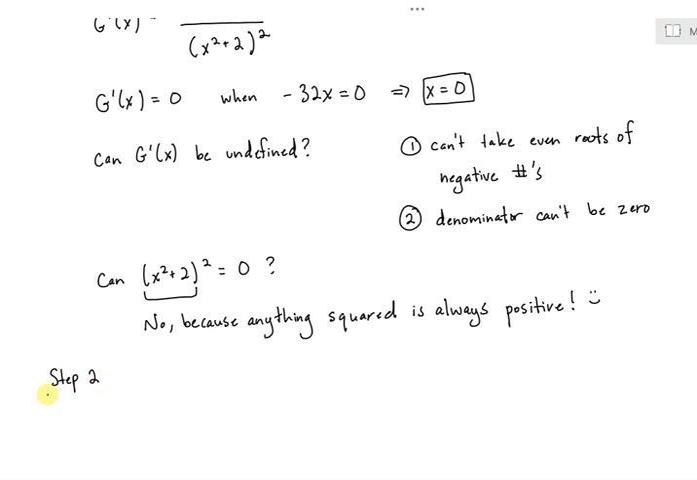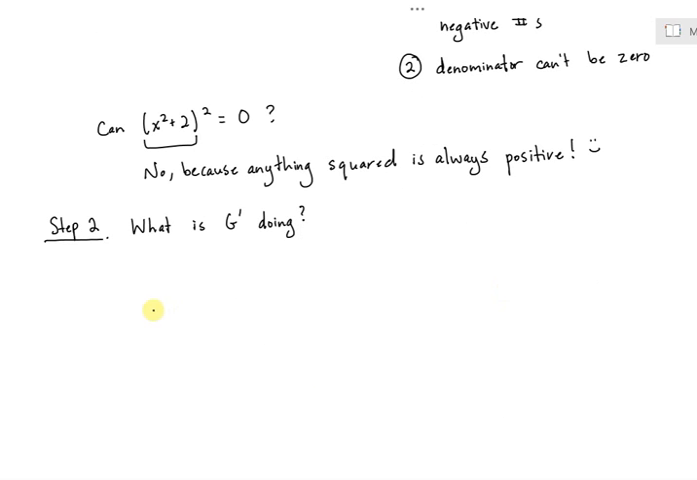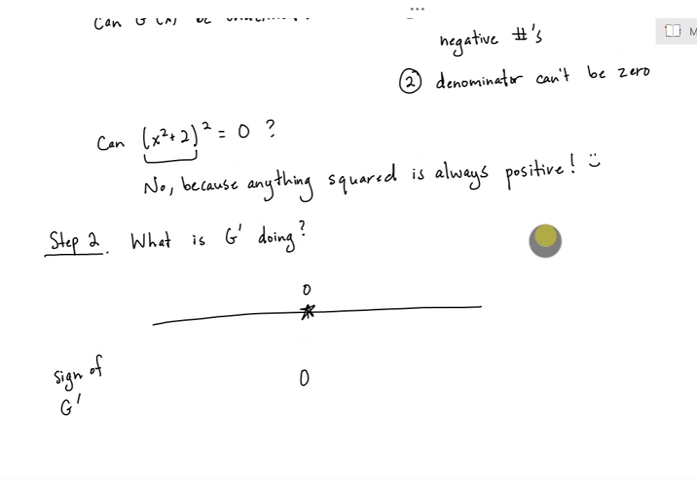So step 2, I want to find out what's happening on either side of my critical point. I'm calling this step, what is g prime doing? So I'm going to draw a number line, and I'm going to put my critical point on here. Here, I'll mark it with a star. And I want to know the sign of g prime everywhere on the number line. I know it's 0 here. 0 is not a sign, but I'm writing that anyway.